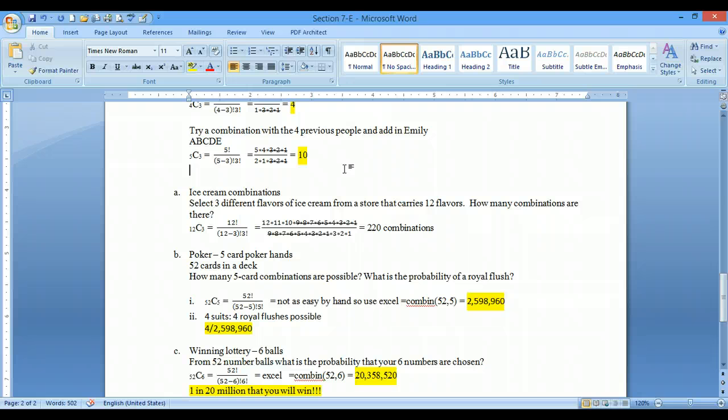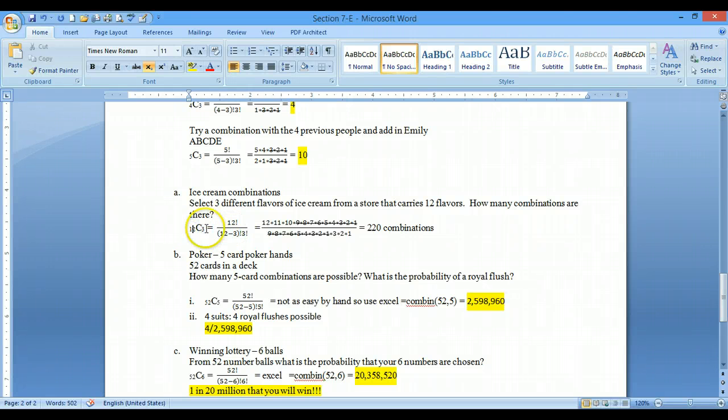Ice cream combinations. We're going to select 3 flavors of ice cream from a store that carries 12 flavors. How many combinations are there? Now remember, this is a combination. If I were to get vanilla, chocolate, and strawberry, it's the same as strawberry, chocolate, vanilla, and vanilla, strawberry, chocolate, and all of those together. They're the same thing. So this is a combination.